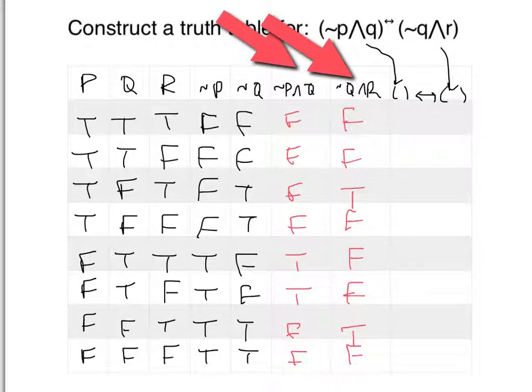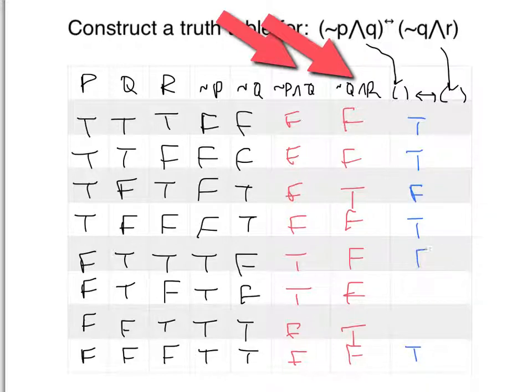False, false. They're the same, so it's true. False, false. They're the same, so it's true. False, true. They're not the same. False, false. They're the same, so it's true. True, false, not the same. True, false, not the same. False, true, not the same. False, false, they are the same, and so it is true as well.